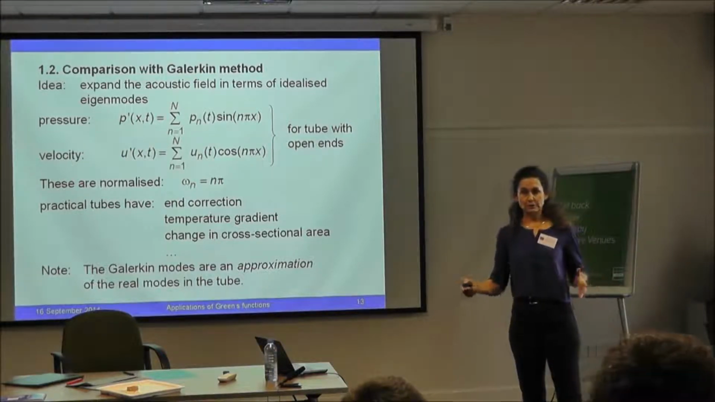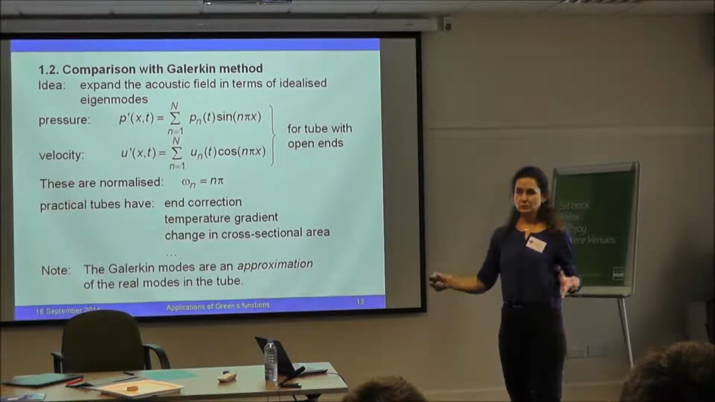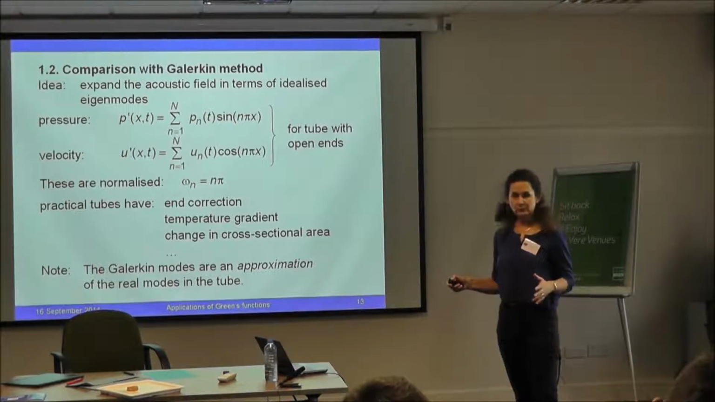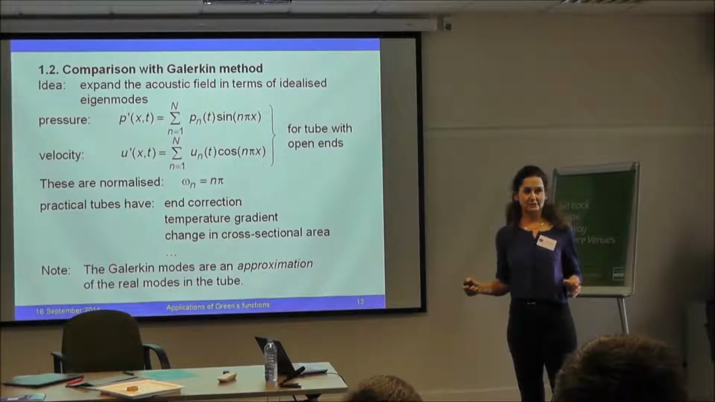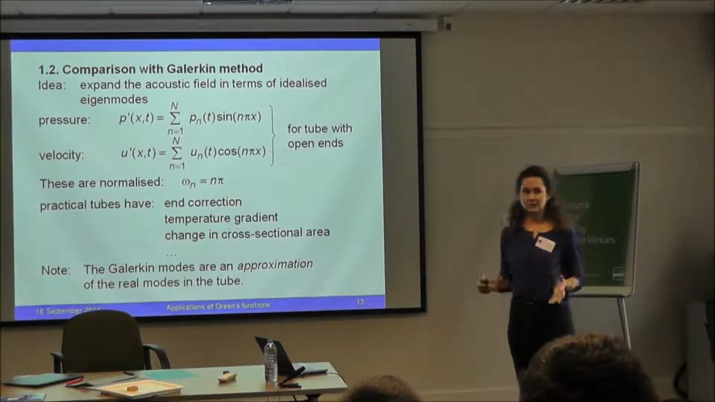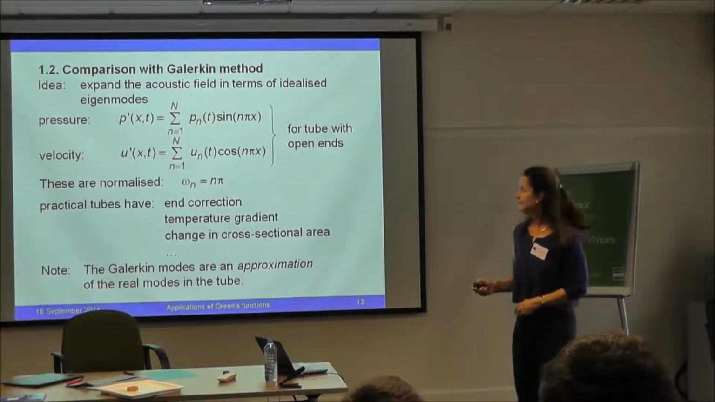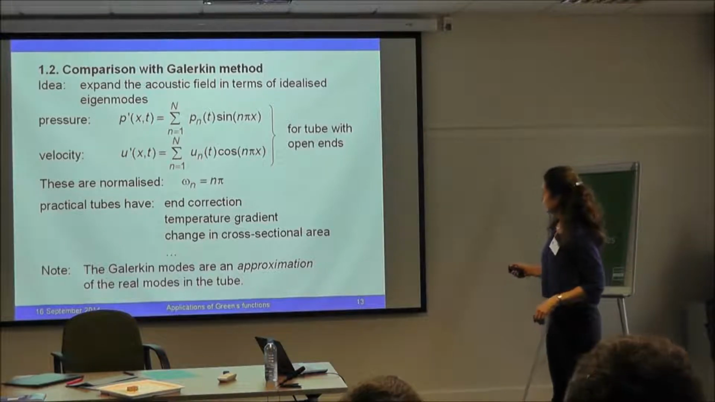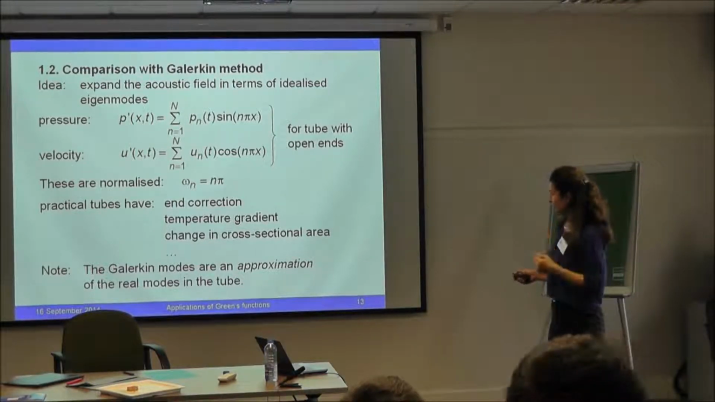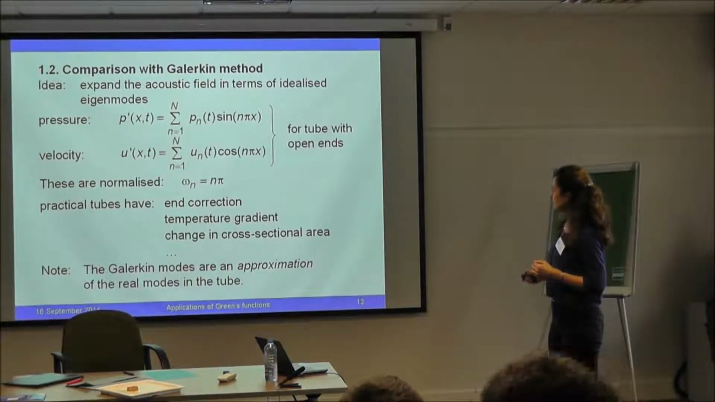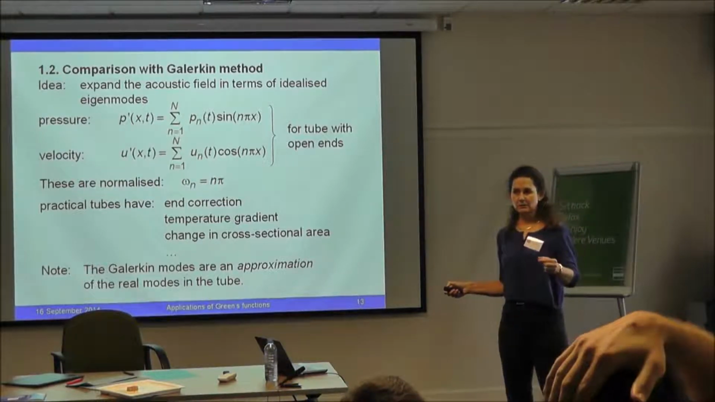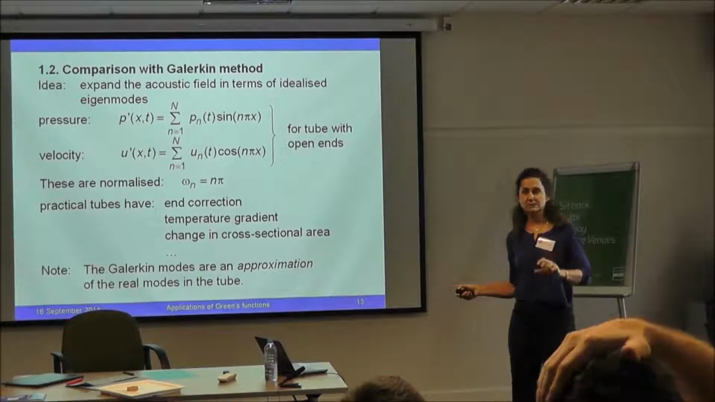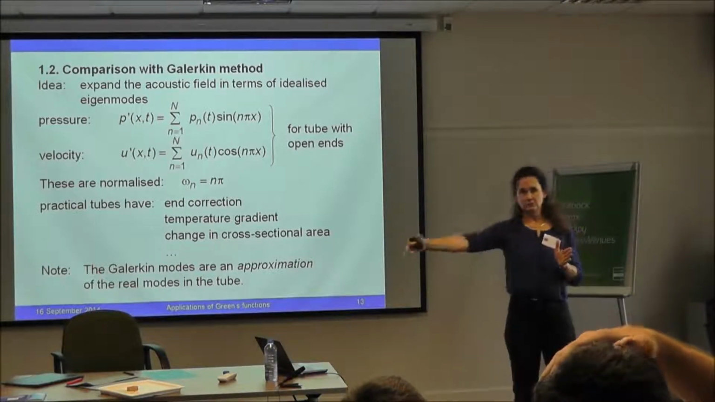For a non-ideal tube, it depends how different it is from your ideal. This is hopefully an approximate representation, but it may not be. And the equations I've given here are normalized, so the omega n is just n pi. Instead of x, I use the variable x over L, so the integration is from x equals 0 to 1.